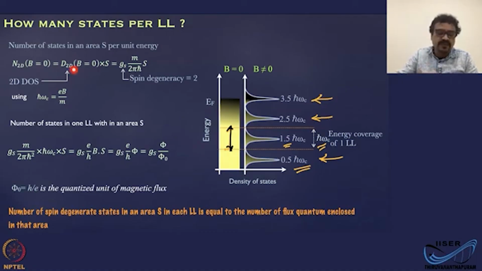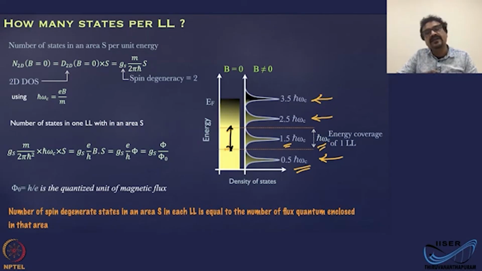So that means the 2-dimensional density of states times the area S. And you have to multiply by the spin degeneracy, which is 2. And that is going to give you the number of states in an area S per unit energy. And you can use omega c equal to eB by m, and then the number of states in one Landau level within an area S.